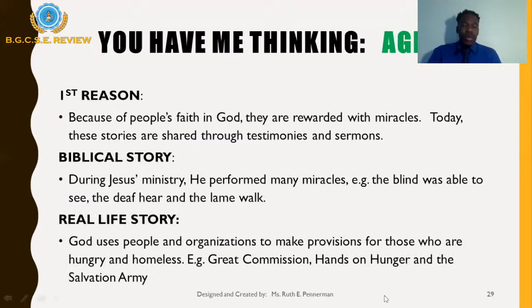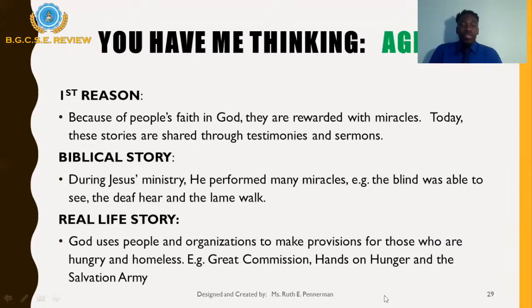God uses people and organizations to make provisions for those who are hungry and homeless. And so we have those examples there. One of the things that I want to say, candidates, is this, and I'll pause. I know that sometimes I go a little bit beyond myself or a little bit faster than I should, but I want to pause. And so what you see before you is just an example. We really want you to be intentional about taking your time to develop your responses even a little bit more than we would have done in this example and in this presentation.